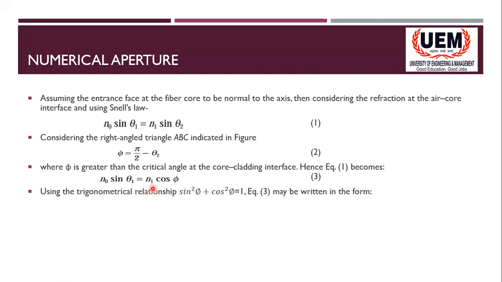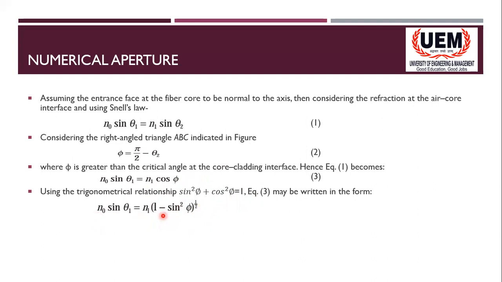So this is a very easy relationship. Now we are using the trigonometric relationship sine square phi plus cos square phi equals 1, and we will use this relationship in equation 3 to write this cos phi in this form. So cos square phi can be written as 1 minus sine square phi, and we will put this value of cos phi here. So this cos phi becomes 1 minus sine square phi to the power half.